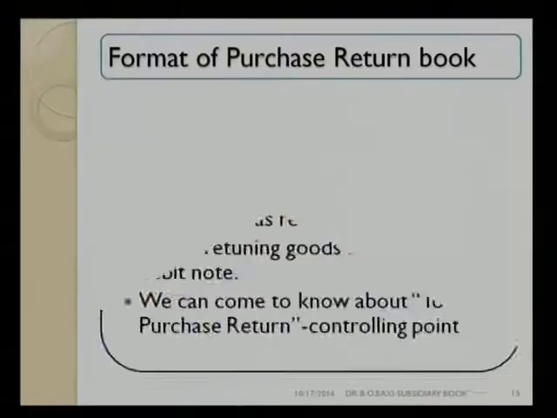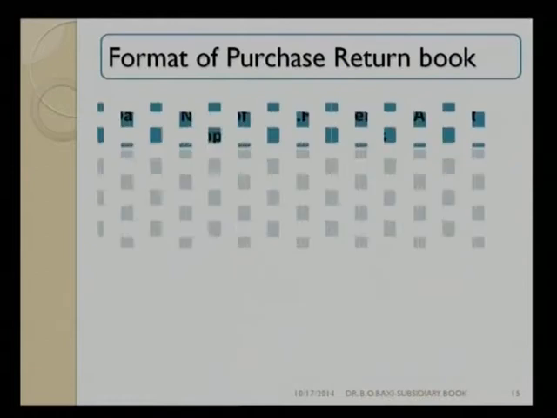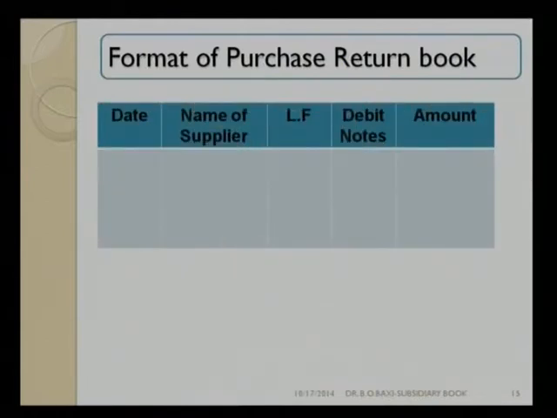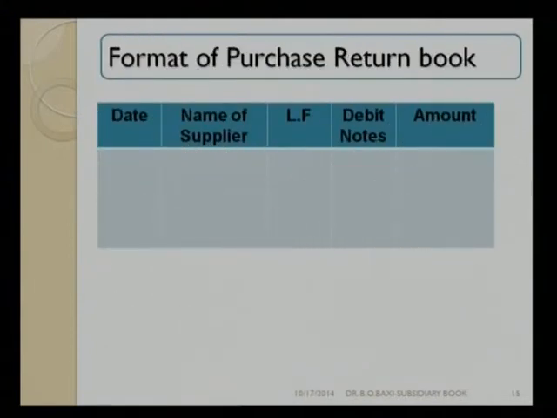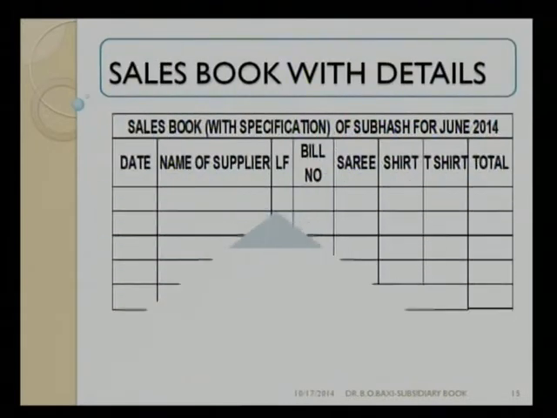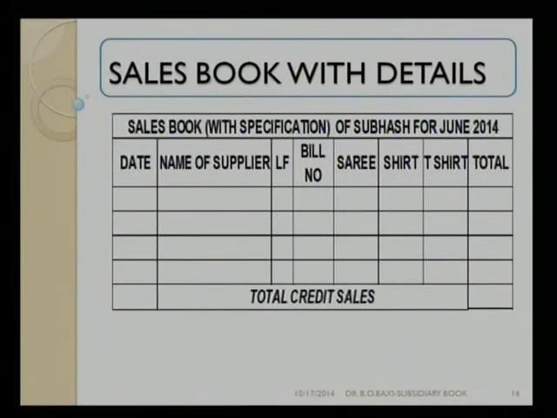The next aspect is the format of the purchase return book: date, name of the supplier, LF, debit note and amount. It is as simple as that. It is just like the purchase book. There is no change in it. Now we have another format of detail aspect. This is a format which I have prepared for the sales book, but which can be utilized for the purchase return book and sales return book.